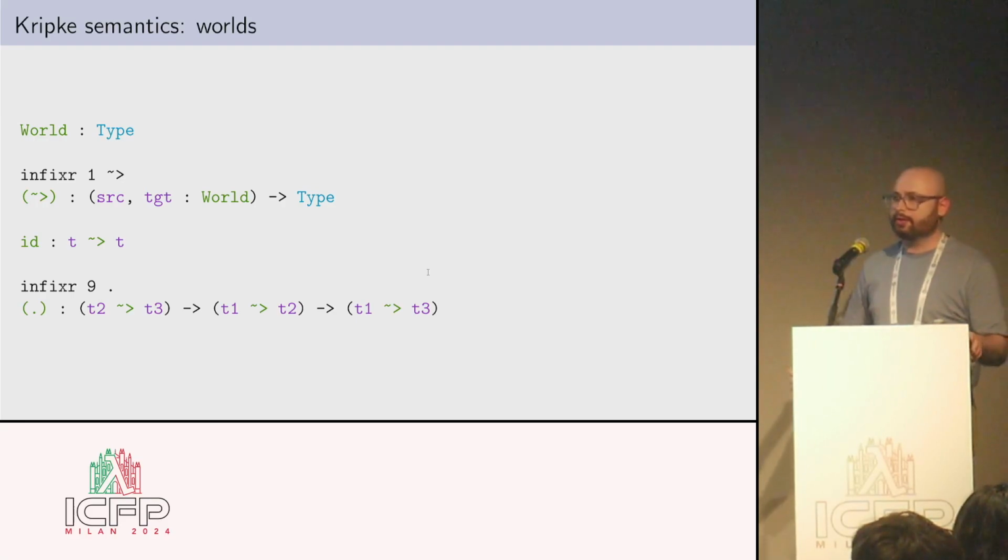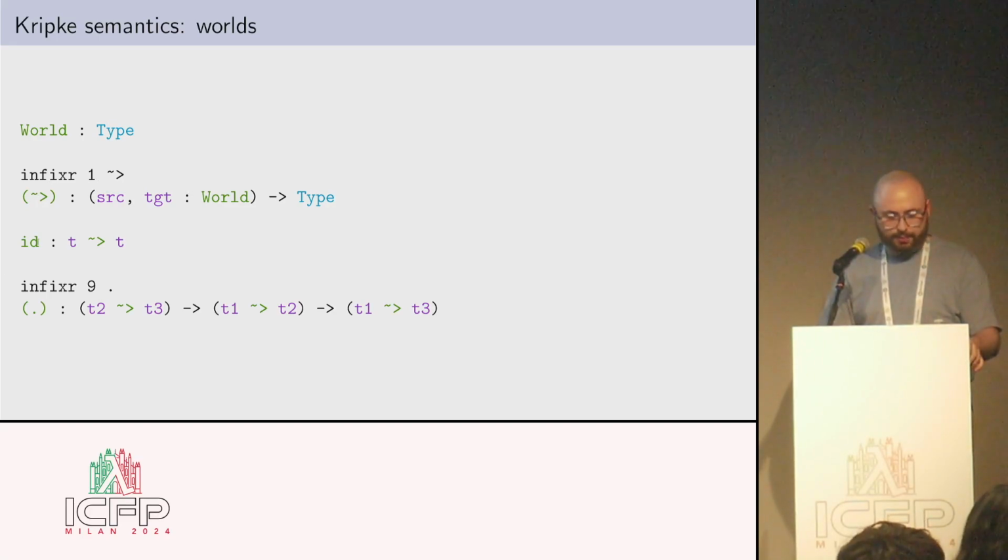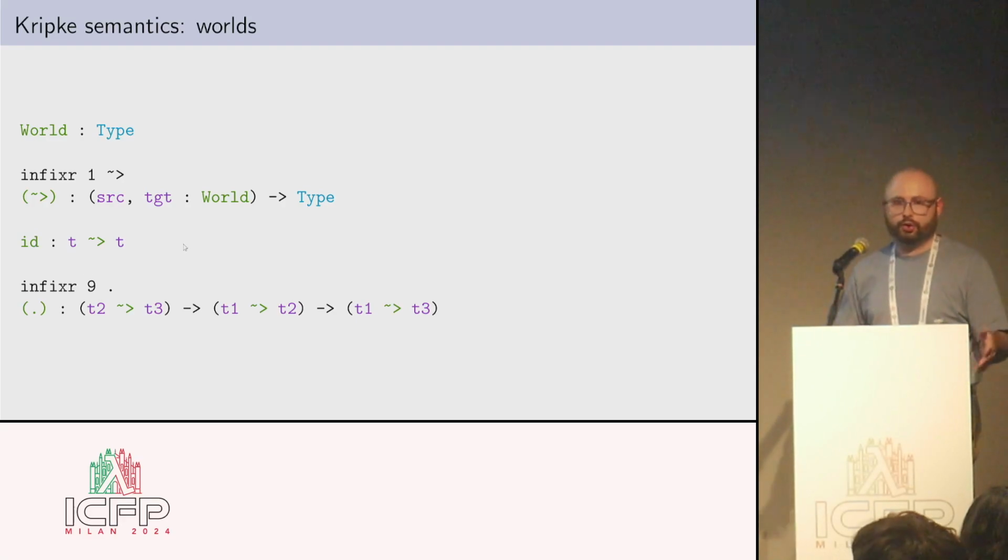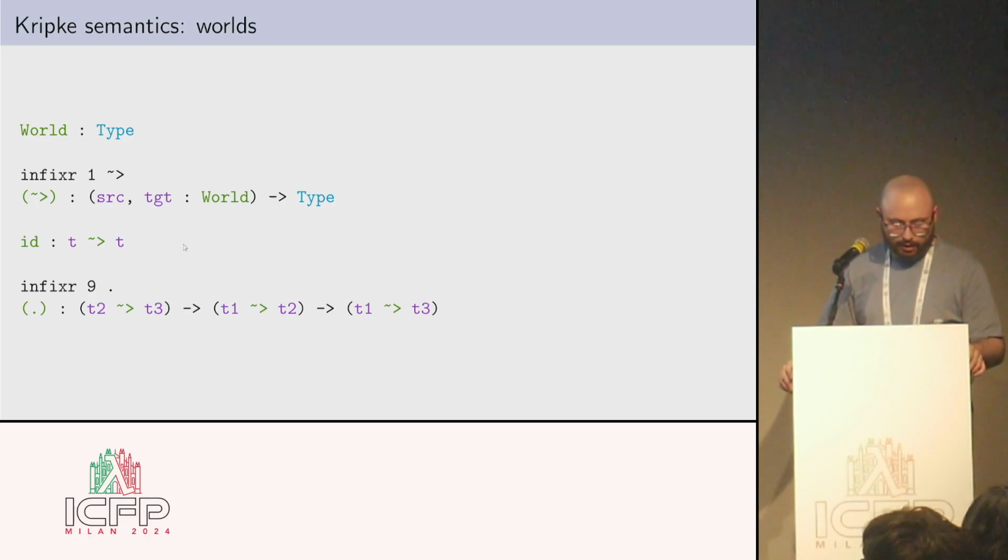And this type of world needs to support some operations, so we need to be able to talk about going between worlds. So we have this squiggle arrow here, which tells us how to go from a source to a target world. We need to be able to go from a world to itself using an identity, and we need to compose them. So world needs to be a category. And this is going to give us our ability to move between worlds.